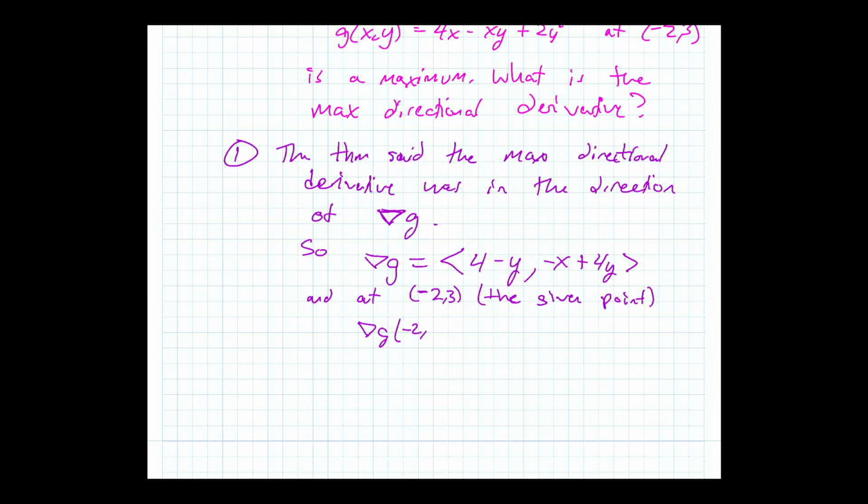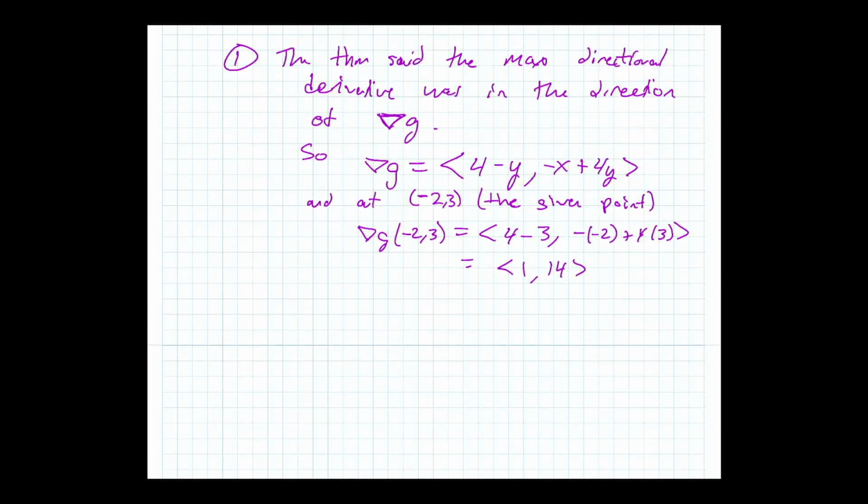Gradient of g evaluated at negative 2 comma 3 is 4 minus the y value, negative x plus 4y. So what do we get? 4 minus 3 is 1. And then negative of negative 2 is 2, plus 12, so 14. So 1 comma 14. Okay, so that's the direction where the directional derivative is maximum.